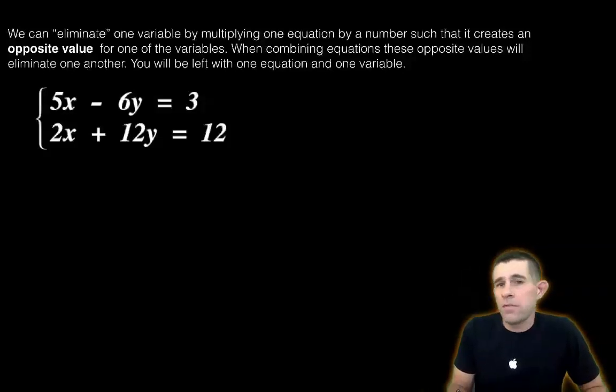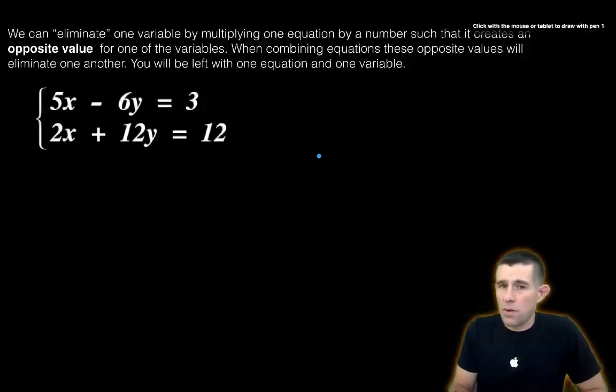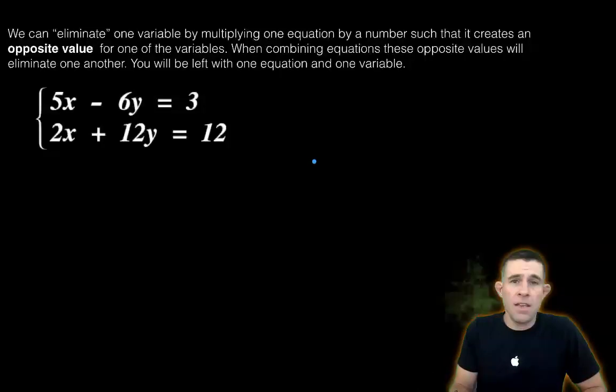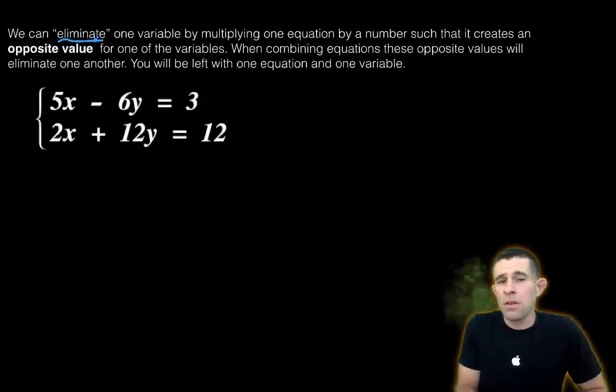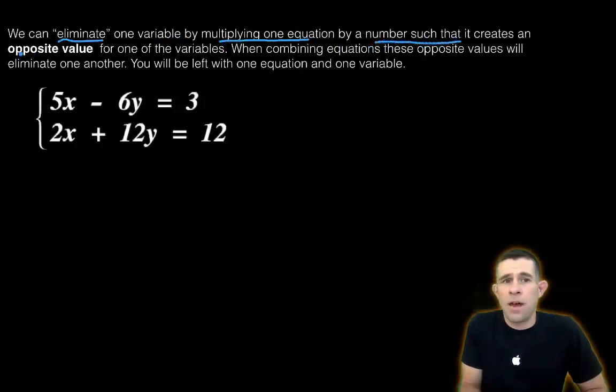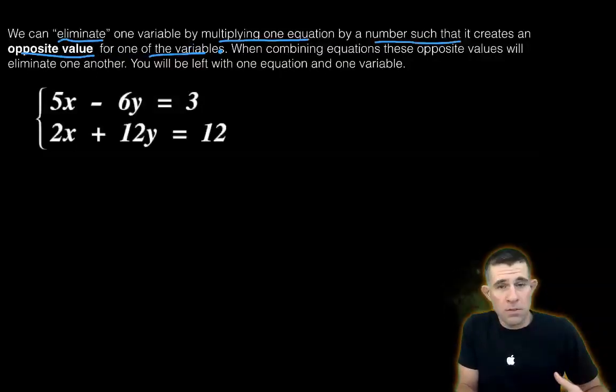Over the past few days, we've taken a look at solving systems of equations by graphs, tables, and by substitution. Today we're going to look at one last method to solve a system of equations, and that method is called elimination. The goal here is to eliminate one variable by multiplying one equation by a number so that it creates an opposite value for one of the variables. Then when we combine the two equations, they'll eliminate each other.